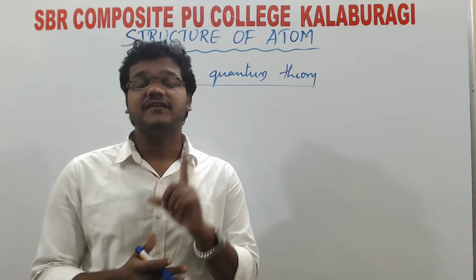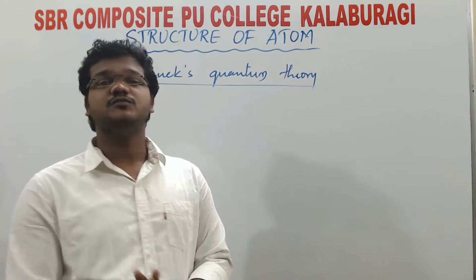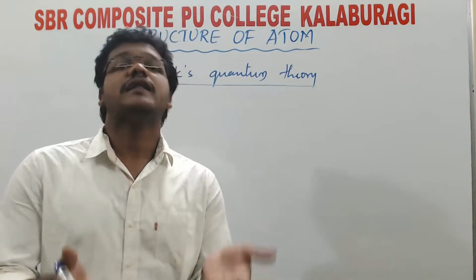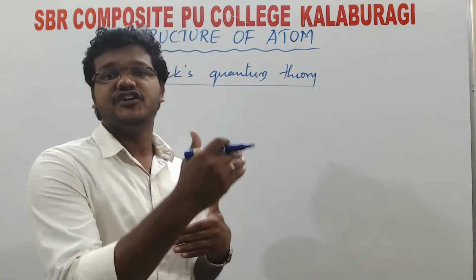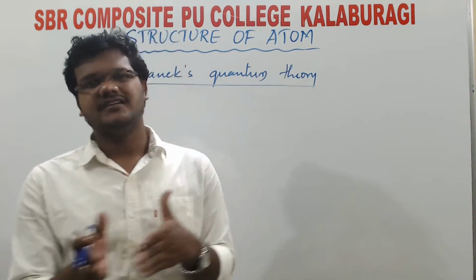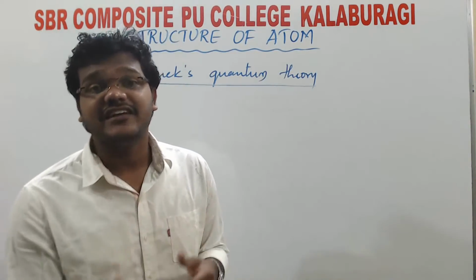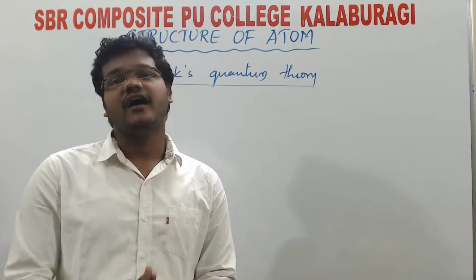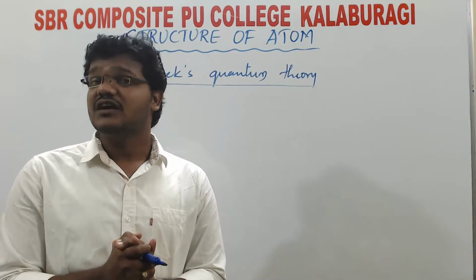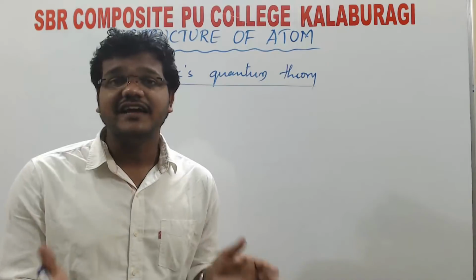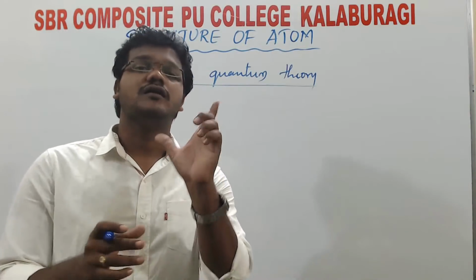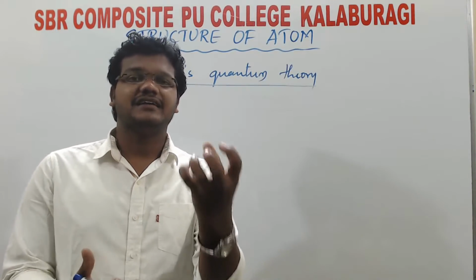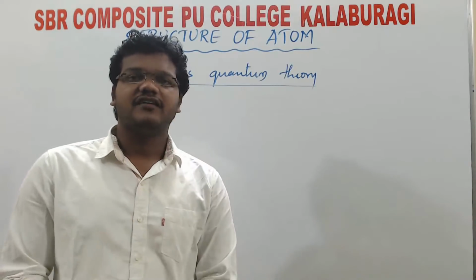I'm talking about the first postulate of Planck's quantum theory: the radiant energy is not absorbed or emitted continuously, but discontinuously, in the form of small packets of energy called quanta. In case of light, this quantum is also called a photon. Quanta is nothing but a quantum of energy, a packet, a bundle of energy.